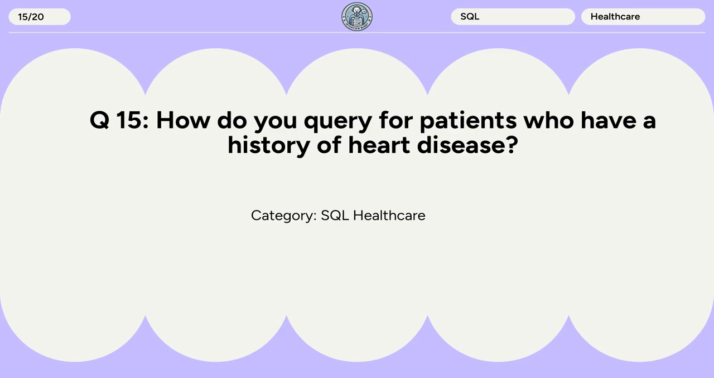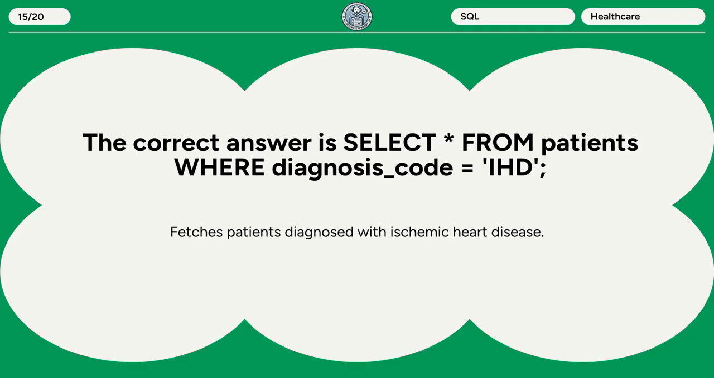Question 15. How do you query for patients who have a history of heart disease? The correct answer is: SELECT * FROM patients WHERE diagnosis_code = 'IHD'. Fetches patients diagnosed with ischemic heart disease.